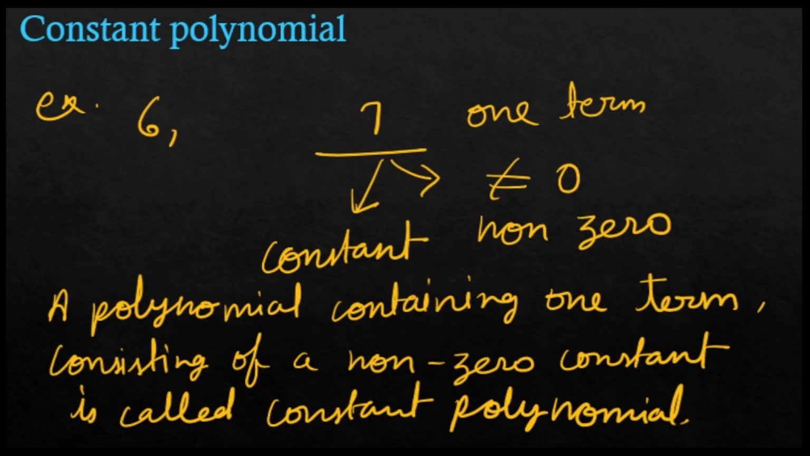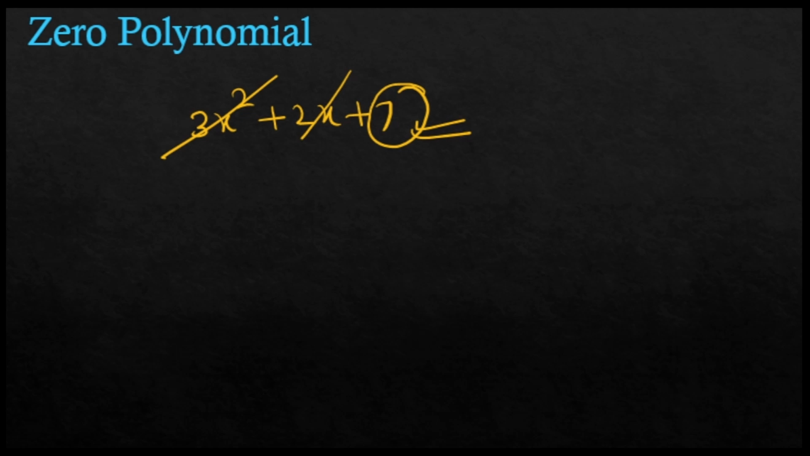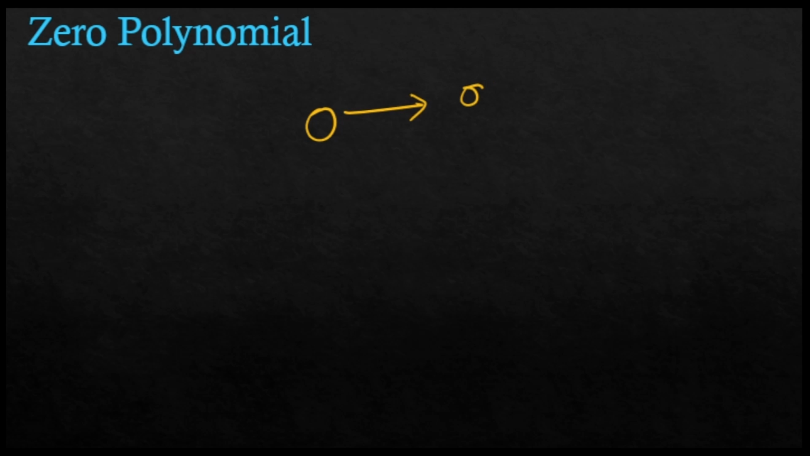Examples: 6, 2, -1, -7/12. All these are constant polynomials. Zero polynomial. Last time I wrote 3x² + 2x + 7 and erased the first and second terms and left behind only 7, which was the constant. Now in place of 7 I am going to pick 0 and let's see what happens. 0 is clearly only one term, namely 0.